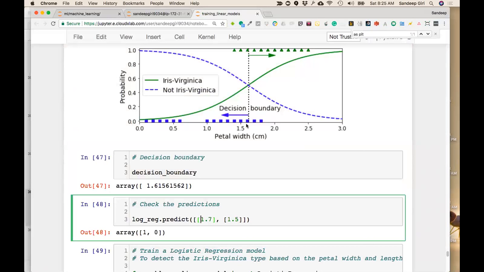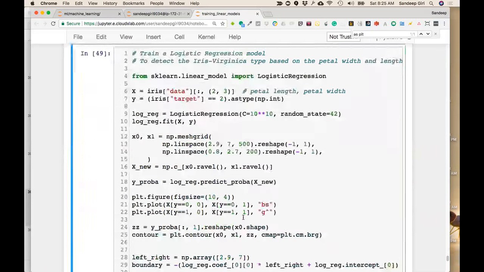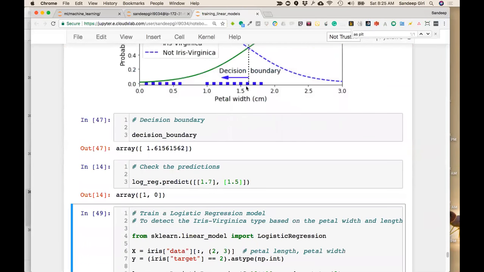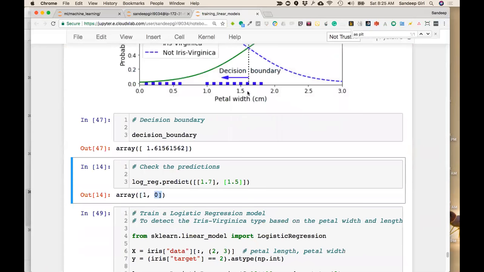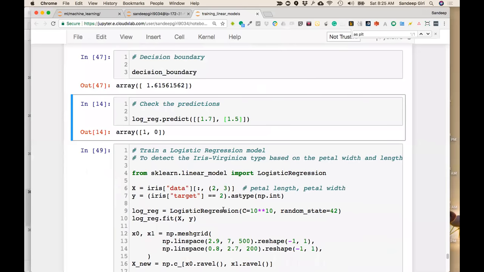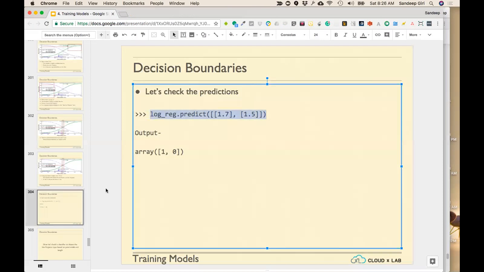So for the petal width of 1.7, 1.7 here maybe, and 1.5. Okay. So here you can see that for this one, it has given 0 for this point, while for this 1.7, it has given it as 1. Okay. So let me explain more.